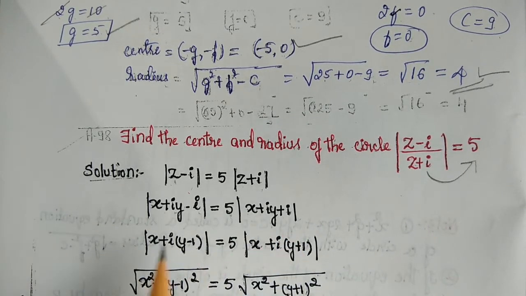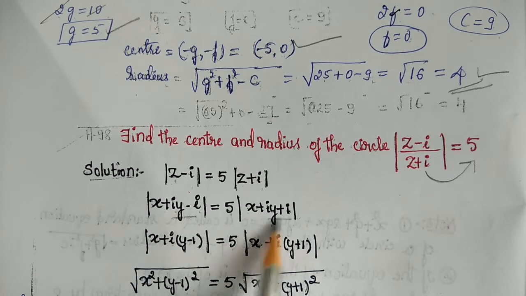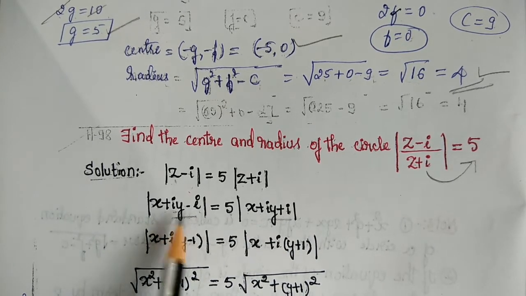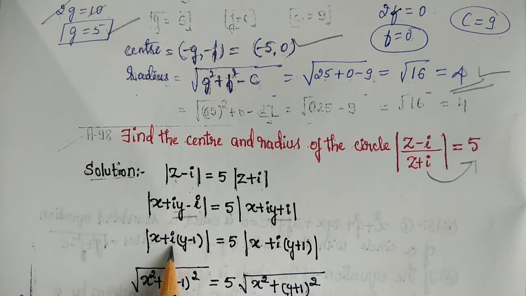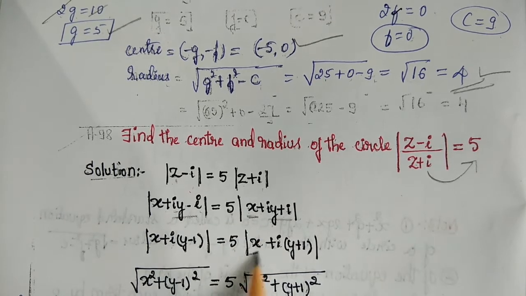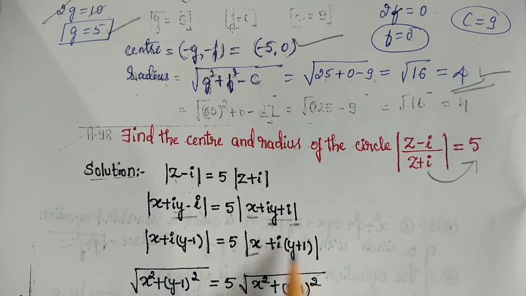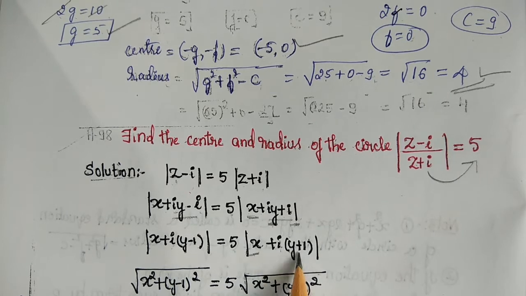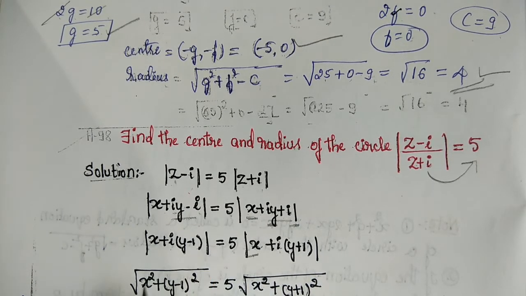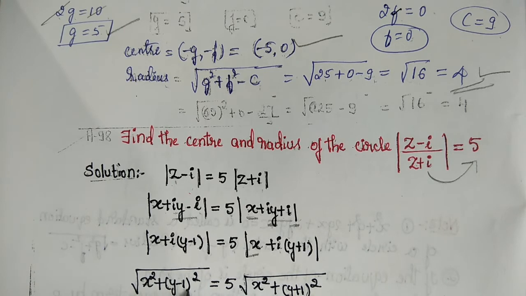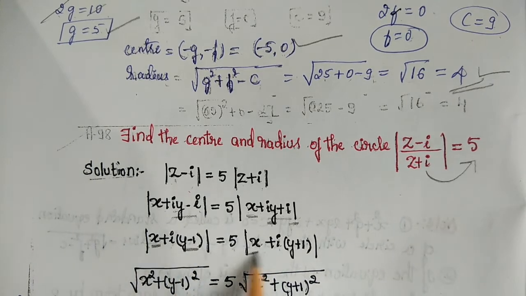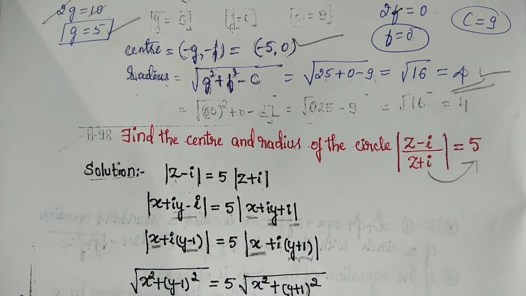Now take the real part one side and the imaginary part one side. Here x as it is, but here we have iy and minus i. Take i common, we remain with y minus 1 is equal to 5. Here x as it is, here iy and plus i. Take i common, we remain with y plus 1. So now we know that the modulus of a complex number is nothing but square root of real part square plus imaginary part square. So this is the real part, this is the imaginary part. For this, this is the real part and y plus 1 is the imaginary part.